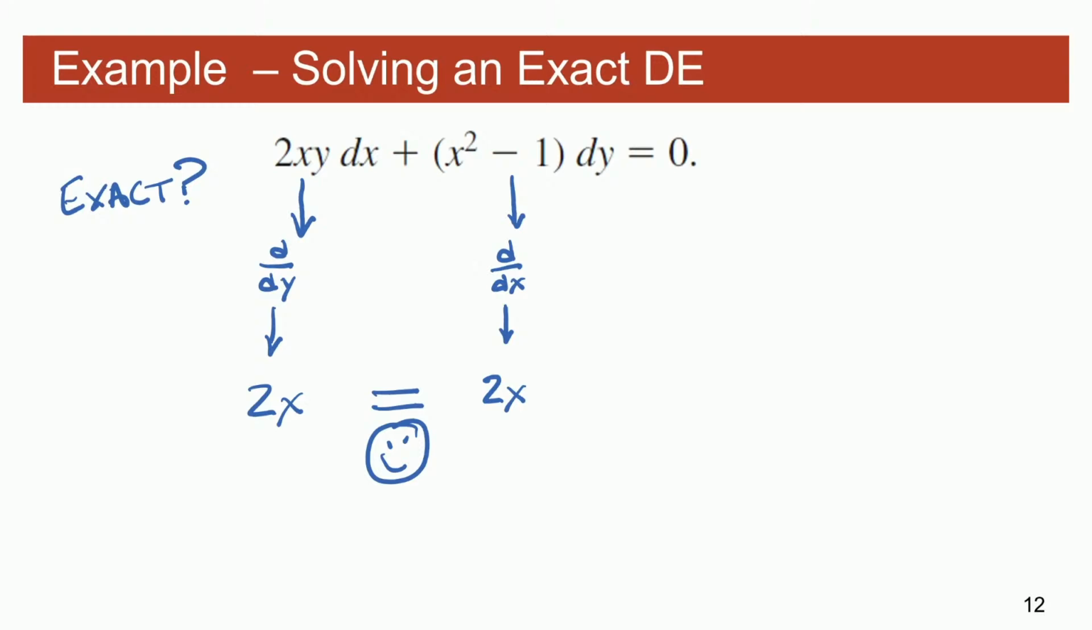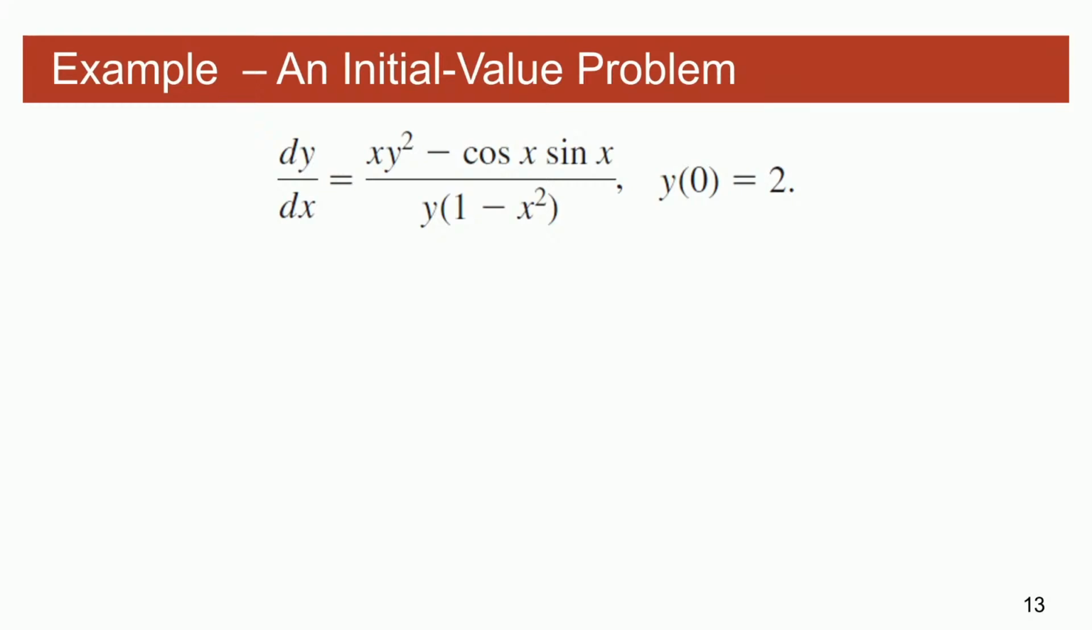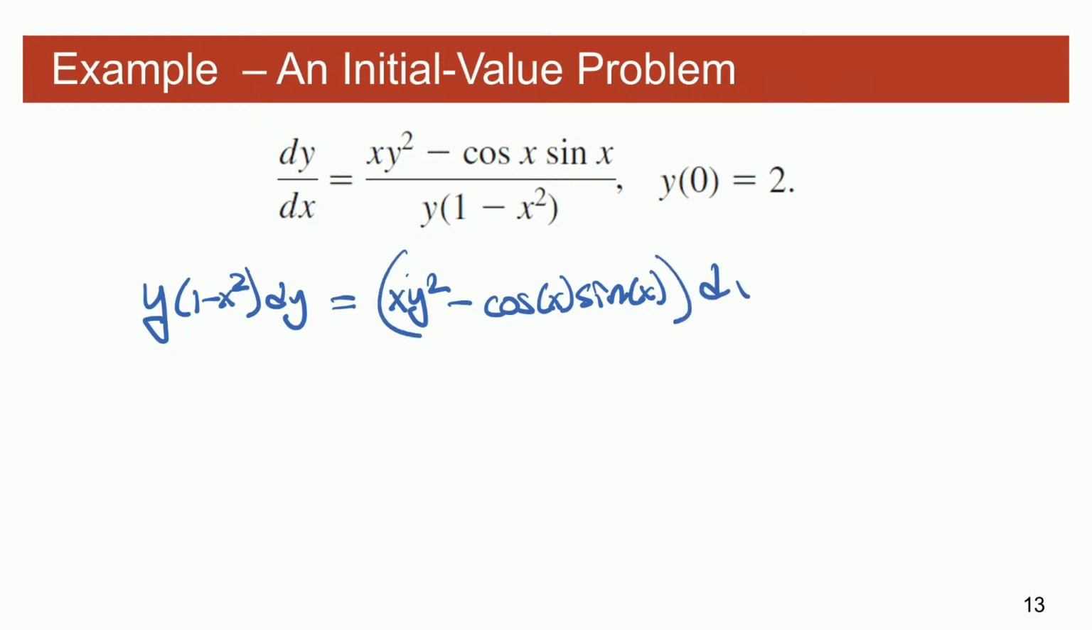Let's take a look at another one just to see how this works, and then I'll go through the procedure. So here's the second one. I know that one looks much more crazy and annoying, but don't fret. Here's what we're going to do. We're going to pretend that this is like separable. You know, use the separable technique to sort of separate, although it's not. But here's what I mean by that. Do a cross multiplication. So you have y times 1 minus x squared times dy is equal to xy squared minus cosine times sine times dx. Okay, so you see what I did there? I just sort of did the cross multiply thing.